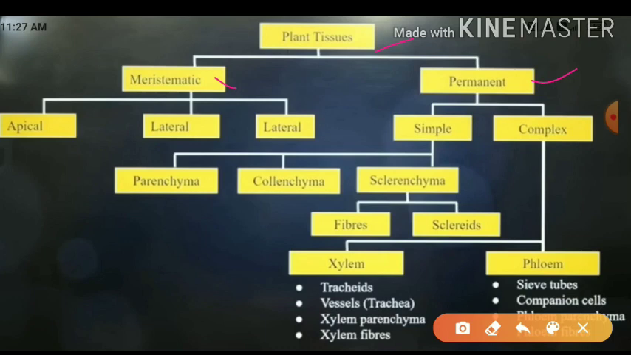So guys, a meristematic region is basically present in three parts of a plant, like the apical portion and also the lateral portion. This lateral portion is further divided into two types, like the intercalary portion and also the secondary portion. So guys, this is about meristematic tissue. Let us have a look at permanent tissue.